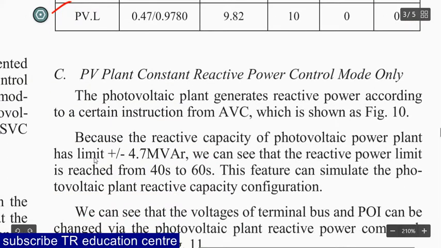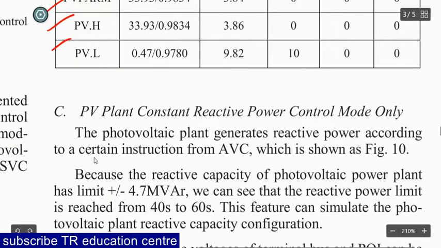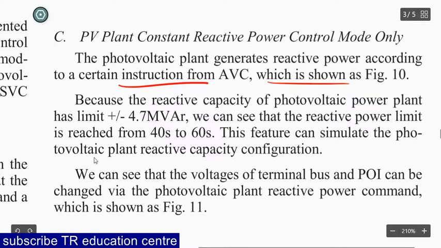The power plant in constant reactive power control mode only. The photovoltaic plant generates reactive power according to a certain instruction from AGC, which is shown in the figure. Because the reactive power capacity of the photovoltaic power plant has a limit of 4.7 MVAR, we can see the reactive power limit is reached from 14 seconds to 60 seconds. This feature can simulate the photovoltaic power plant reactive capacity configuration.